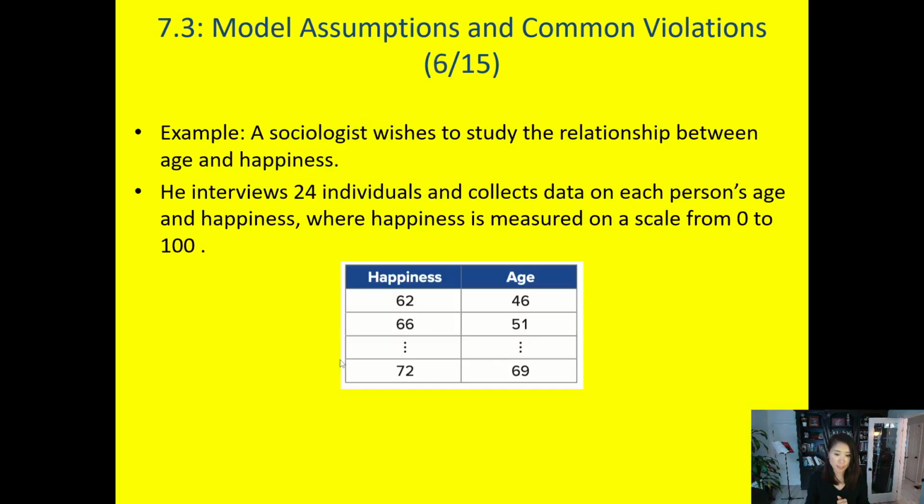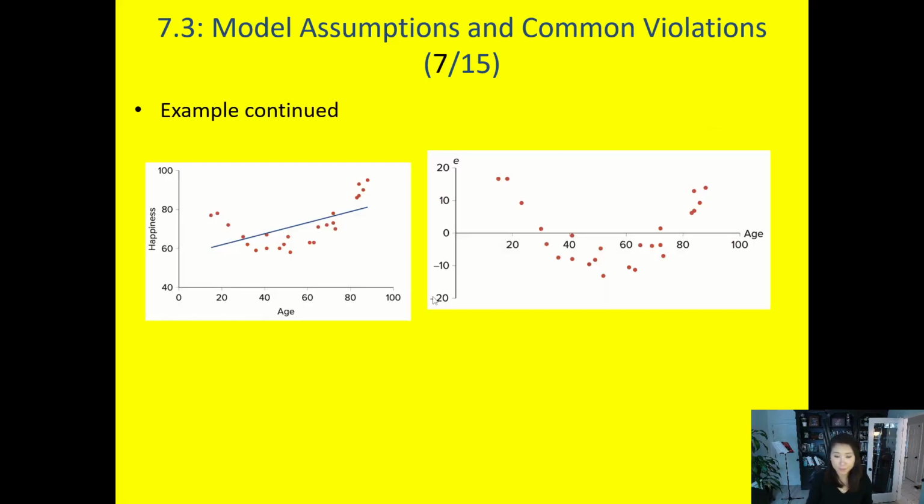Now I will show you an example. Okay, look at this data. I am showing you a simple linear regression. A sociologist wished to study the relationship between age and happiness. So he interviewed 24 individuals and collected data on each person's age and happiness, where happiness is measured on a scale from 0 to 100. Of course, age and happiness both are quantitative, or numeric, data. So now we're going to do a scatter plot using age versus happiness to see if we see a linear trend or a non-linear trend. On the left-hand side, what I'm showing you is our scatter plot, x versus y.